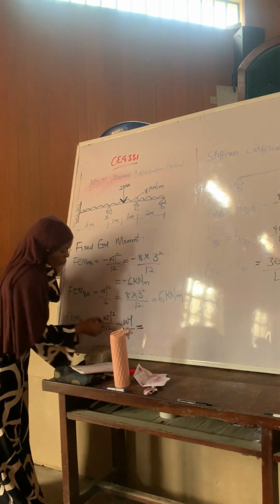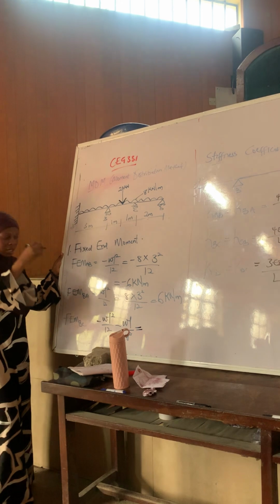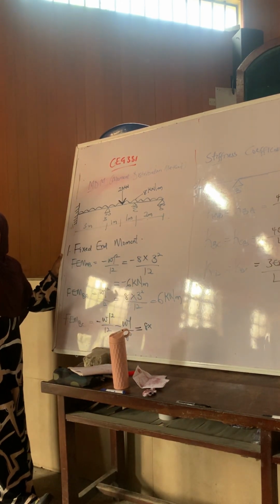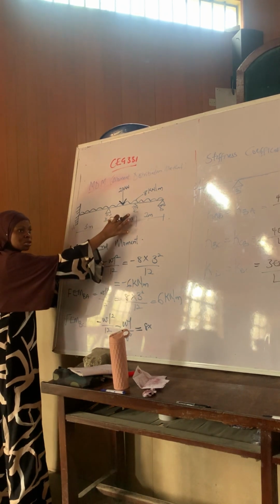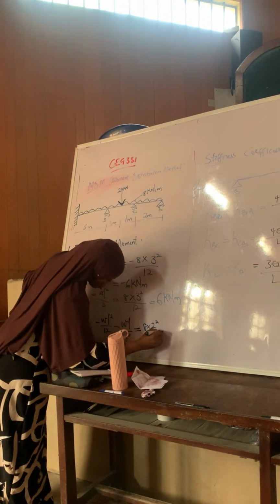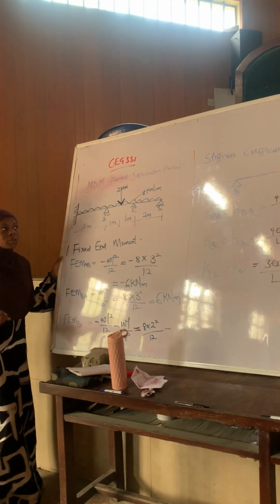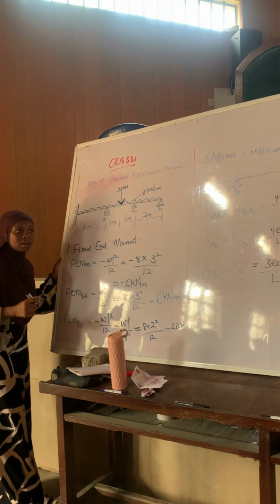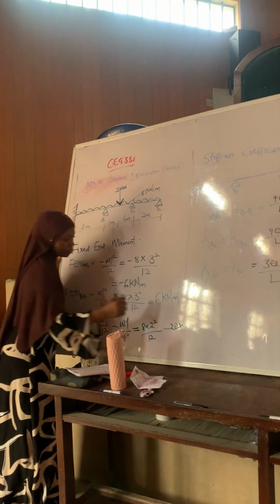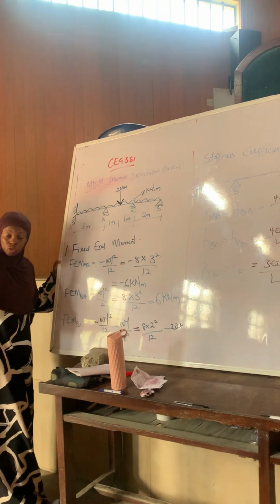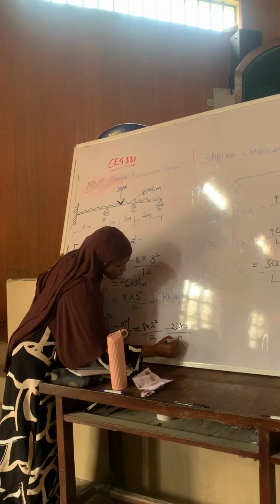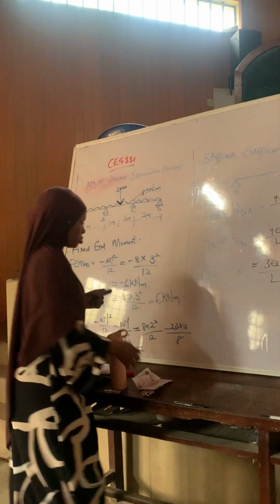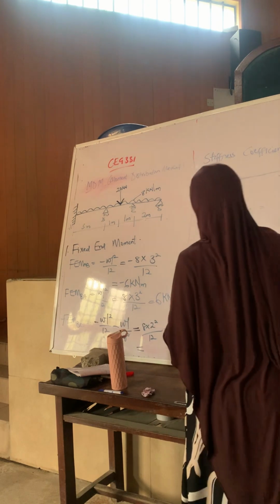So from here now, what is our W? 8. What is our L? 3. Now, 3. Our L? 2. 1 plus 1, we are going to span this. That's 8 times 2 squared over 12 minus, what is our W? 20. What is our L? 2. You consider the whole span. Punch your calculator.